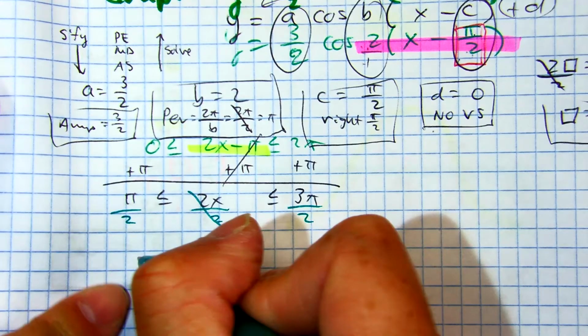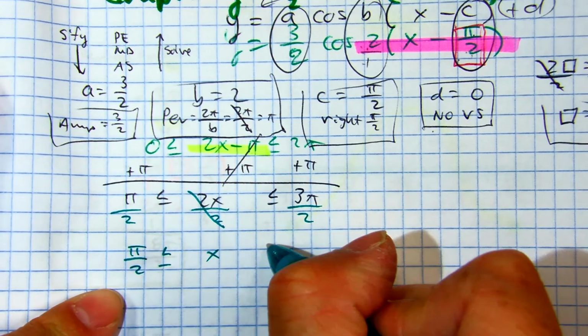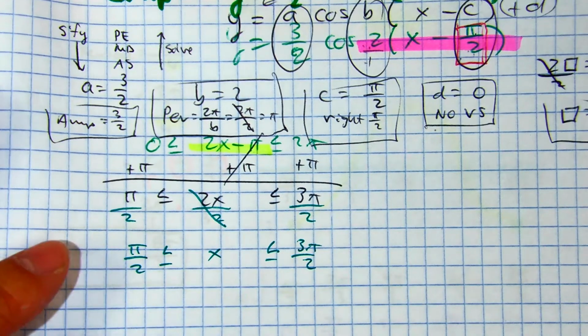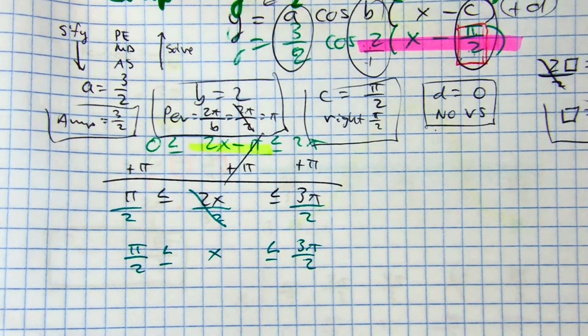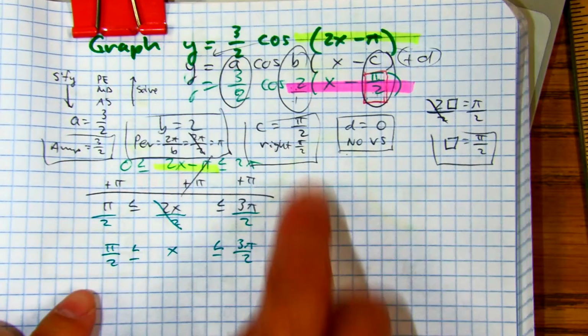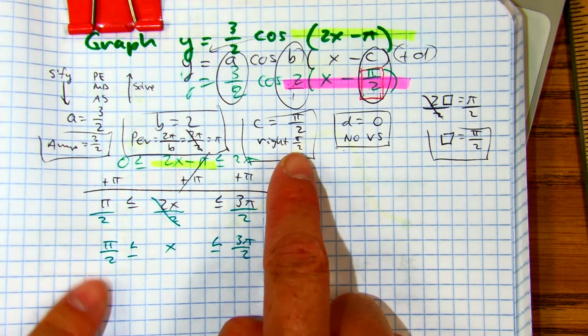So my answer is going to be, my graph's going to start at pi over 2 off the origin and end by 3 pi over 2. Raise your hand if you got that. Okay. And this makes sense because it's being shifted off the origin by pi over 2. That's why it's starting at pi over 2.